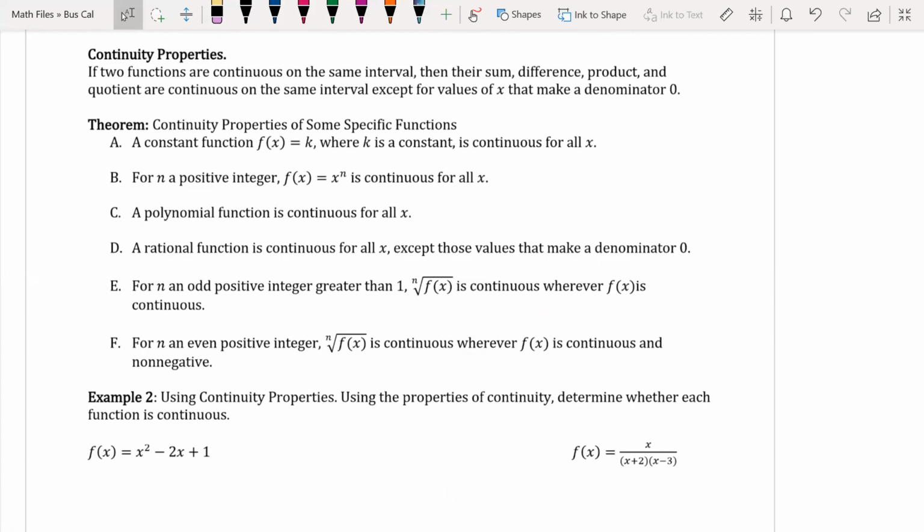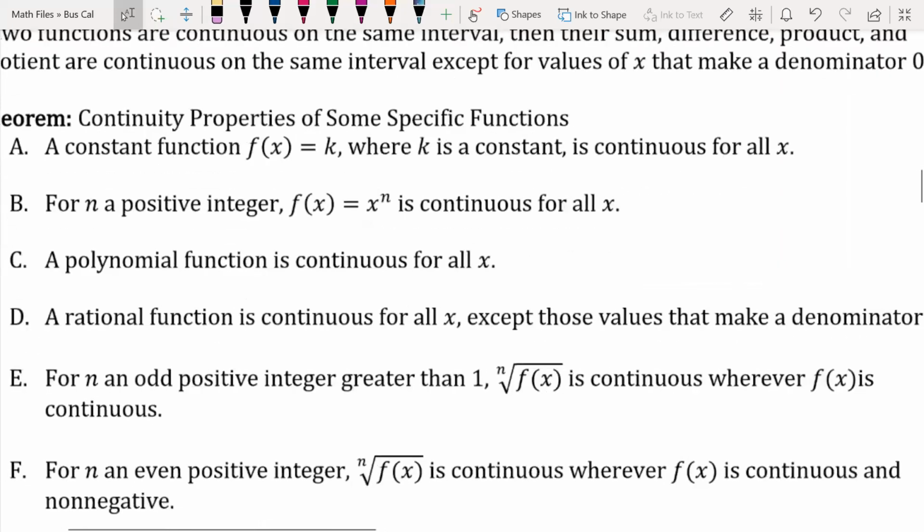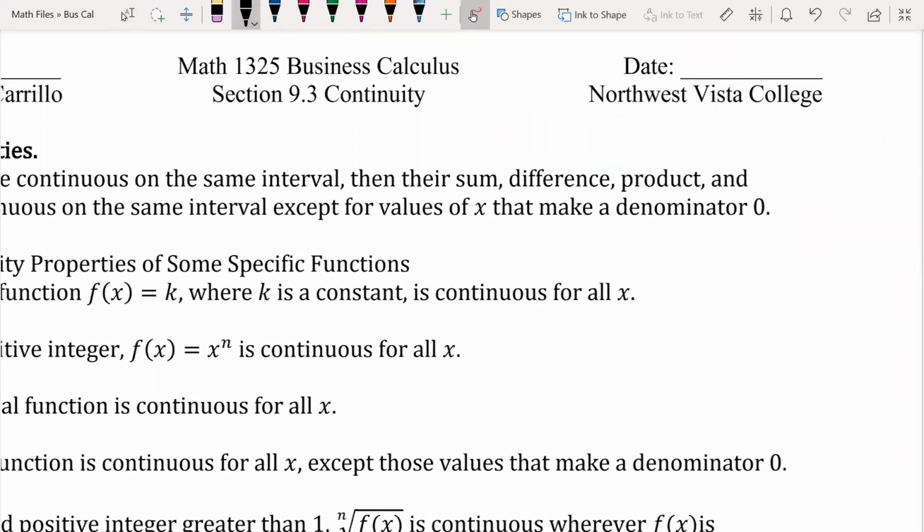If we start at A, it says a constant function f of x equals k, where k is a constant, is continuous for all x. So if you're ever given a constant function, this means that your function will be continuous for all values of x, meaning your domain would be all real numbers. Let me go ahead and write an example for that one. For A, if I was given a constant function, it would just be f of x equals a constant. And remember, a constant is just a number without a variable. So let's just say f of x equals 5.